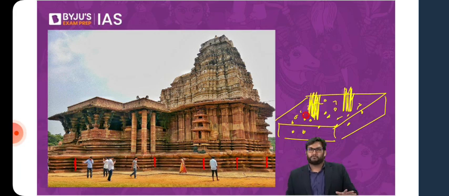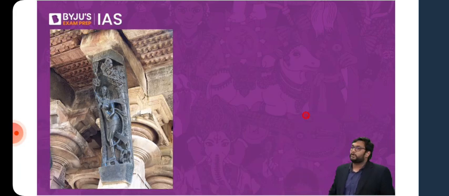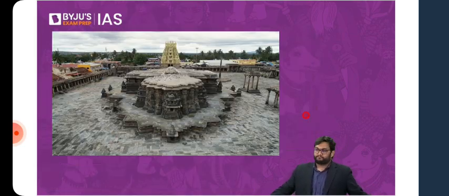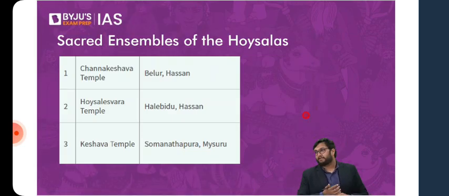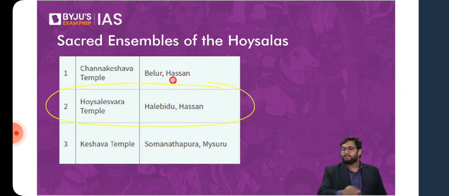This time, let's do one thing. Let's talk about the new additions. The new additions this time are two. What is called the sacred assemblage of the Hoysaleshwaras or the Hoysalas. I've already shown you this temple, but these three temples together have now been recognized as the new world heritage, which is the Chennakeshwara temple, the Kesava temple, and the Hoysaleshwara temple.